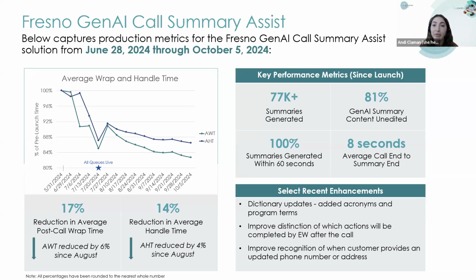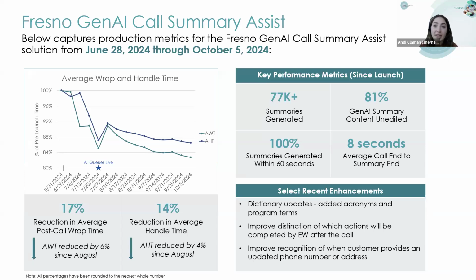Diving into our key performance metrics, we have had over 77,000 summaries generated, 100% of summaries generated within 60 seconds, and an 8-second average call end to summary end time. We continue to see that eligibility workers are only editing around 19% of the Gen AI created summaries, and we are working with the Fresno team to understand what additional insight they can provide into the changes eligibility workers are making based on QA and analysis that they are performing.